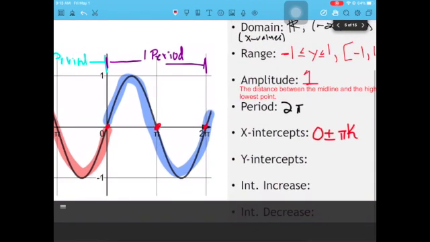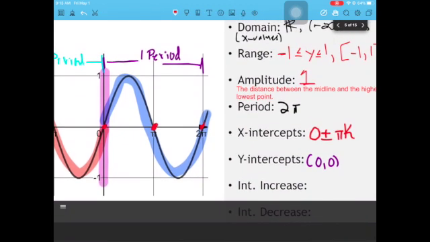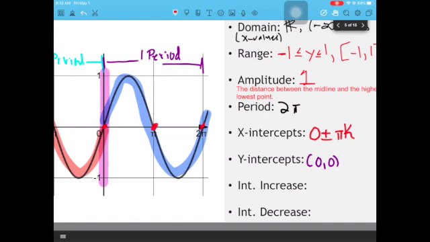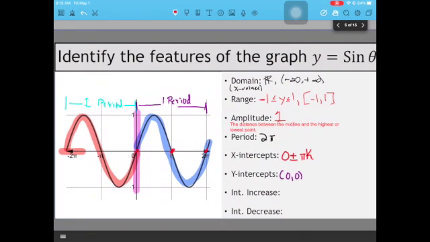Okay, for the y-intercept, with the parent function, if you notice, where does it hit the y-axis? Well, it's going to hit the y-axis right at 0. So in this case, there's only one y-intercept, and it's at 0.